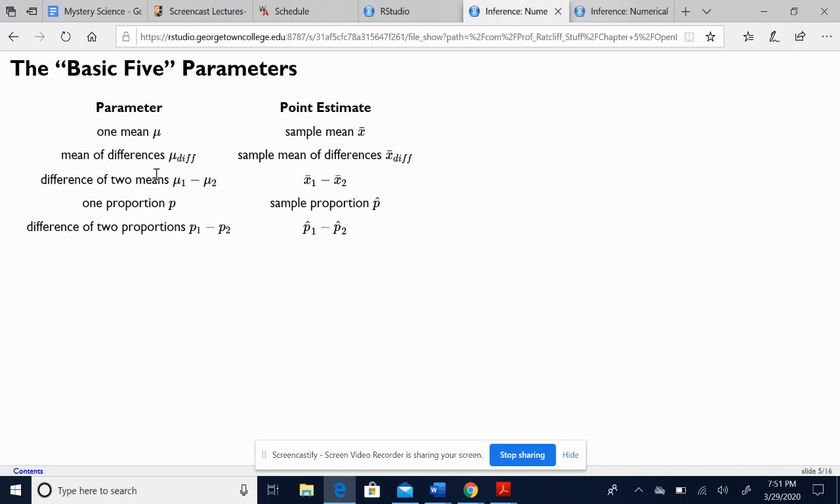The mean of a difference, the difference of two means, a single proportion. Remember, that's a percentage of something. The difference of two proportions. When we test these, remember we will do that using evidence we gather from samples of the same parameter. So a sample mean of differences. Instead of mu and mu diff, that's how that's read, we would have X bar and X bar diff. Instead of difference of two means, mu1 minus mu2, we would have difference of two sample means, X bar 1 minus X bar 2. One proportion P, one sample proportion P hat. Difference in two proportions, P1 minus P2. Difference in two sample proportions, P hat 1 minus P hat 2.